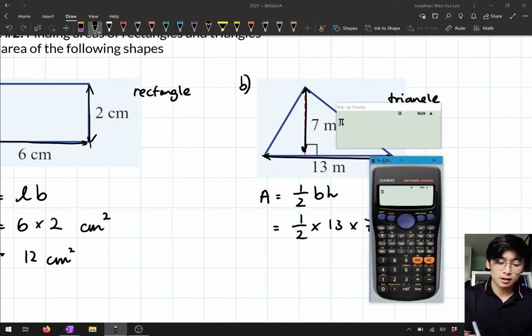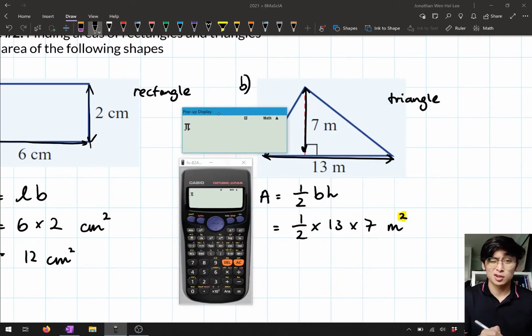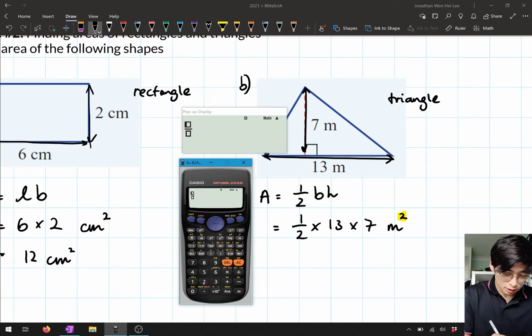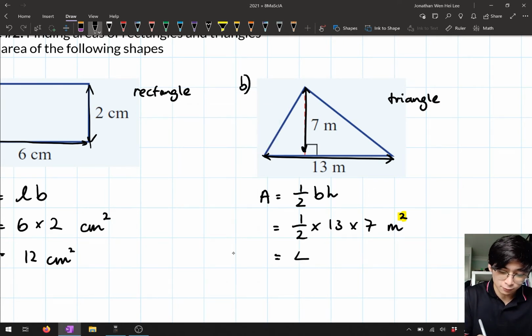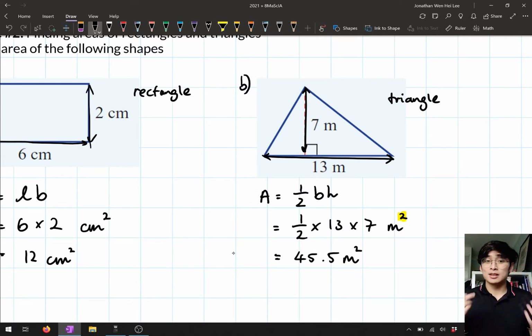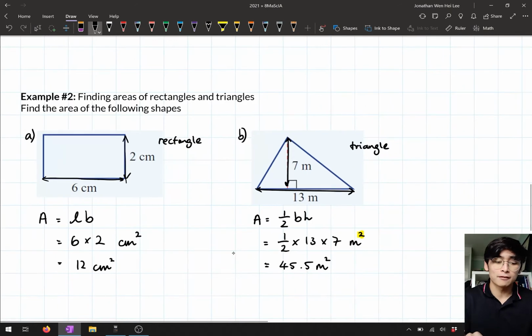Now, if you're not sure how to calculate this, you can put this in a calculator. Now, I'm pretty sure this will give me 45.5, but let's just check that. So I'm going to go half times 13 times 7, 45.5. So this tells me that this is 45.5 meters squared. So there we go. That's how we can calculate the area of our shapes here.